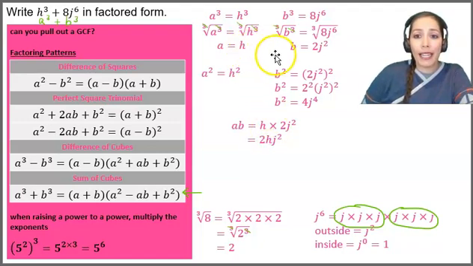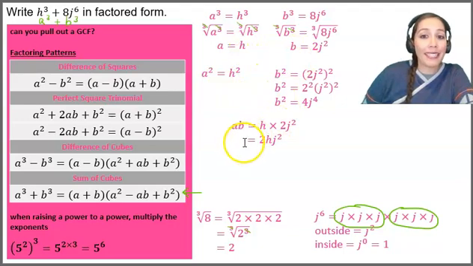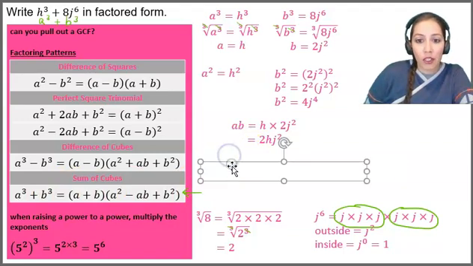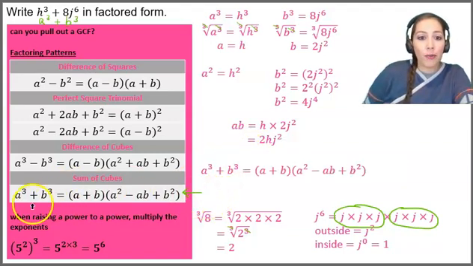Now I have my A, I have my B, I have my A squared, I have my B squared, I even have my A times B. What am I going to do now? I'm going to plug everything into this formula. So first up, I know the formula A cubed plus B cubed is equal to the quantity A plus B times the quantity of A squared minus AB plus B squared. I'm going to plug in what I have for that.